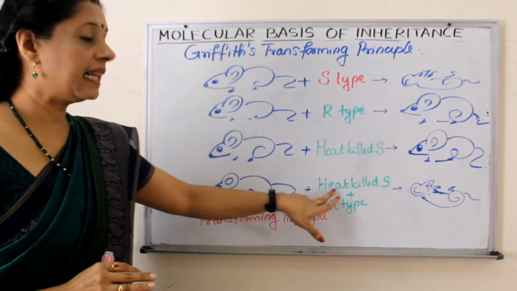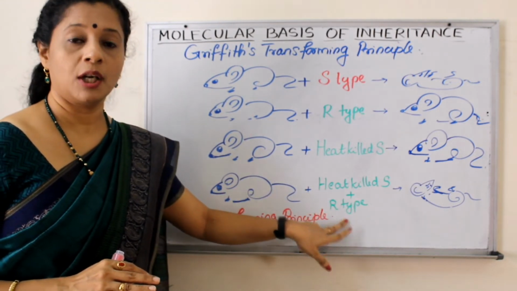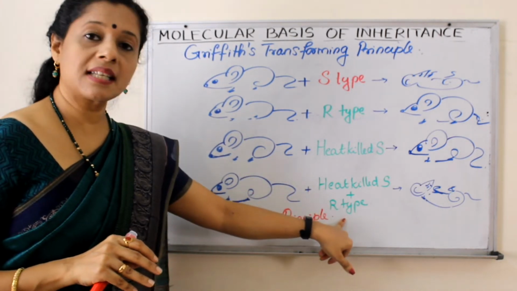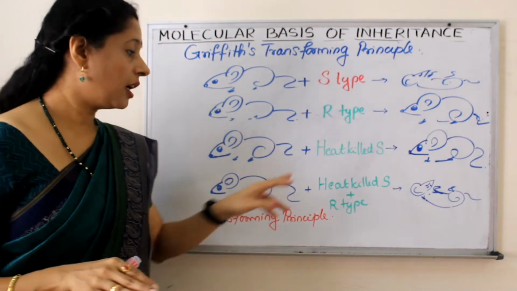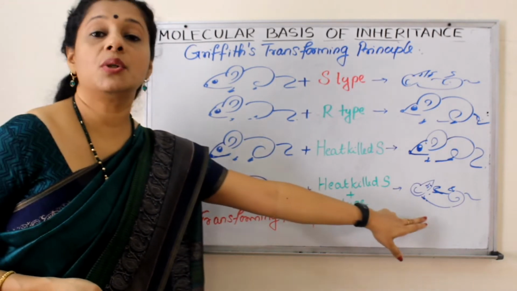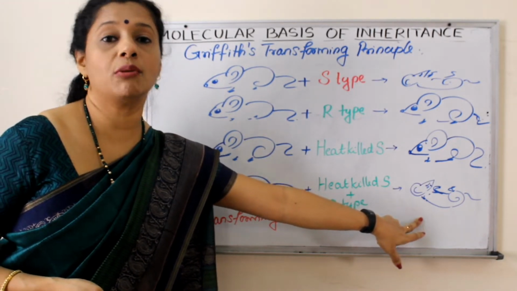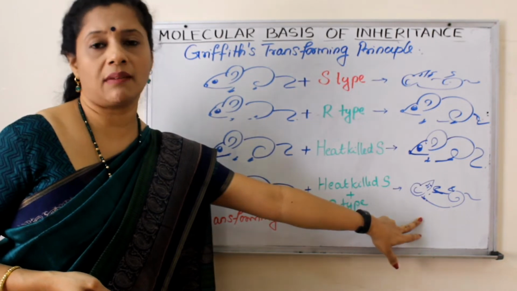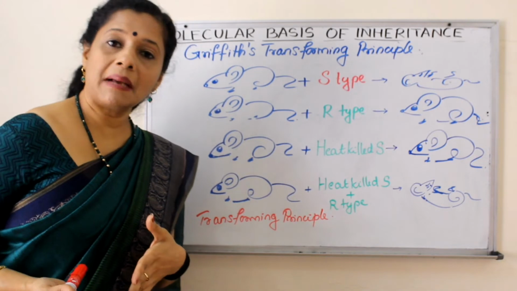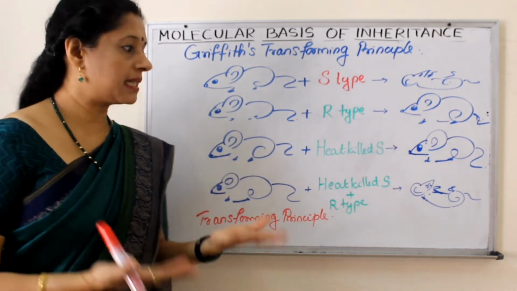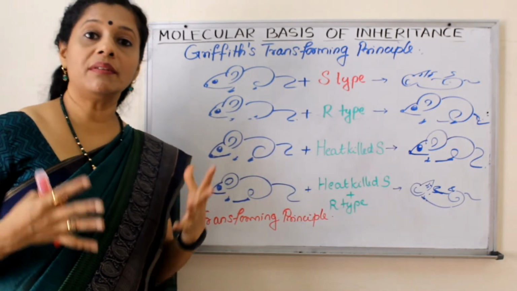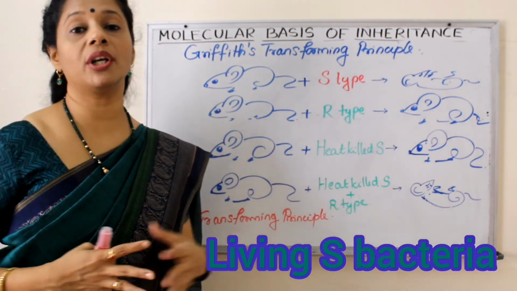Then next, heat killed S and R-type. Both are non-pathogenic. This is virulent but heat killed, so non-pathogenic. This is R-type, already non-pathogenic. Both were mixed and injected into mouse. But to his surprise, mouse died of pneumonia. Then he was wondering, what caused pneumonia? Because heat killed S alone cannot cause, R-type alone cannot cause pneumonia, but still mouse found dead. Autopsy was done and he could find living bacteria within the body of this dead mice.